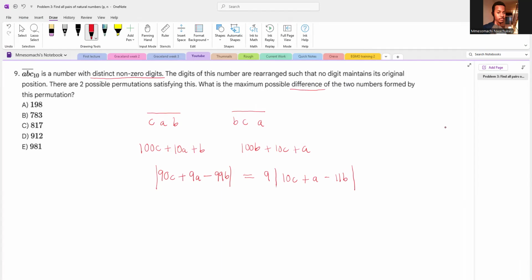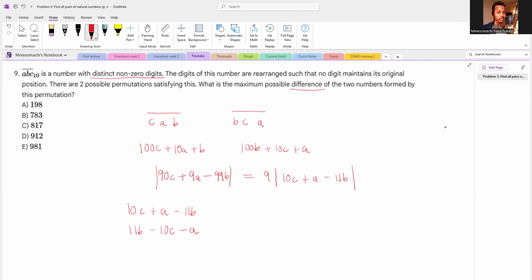Now, don't forget that we're dealing with distinct integers. There's something called the rearrangement inequality, so we can try to use that idea here. There are basically two possible values. We can look for the largest possible value of this, and then we can also look for the largest possible value of this: 11B minus 10C minus A.